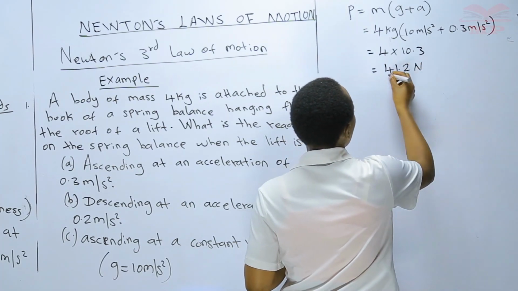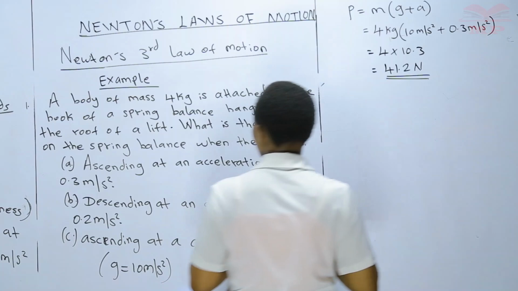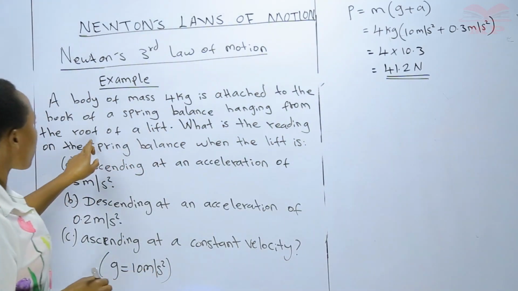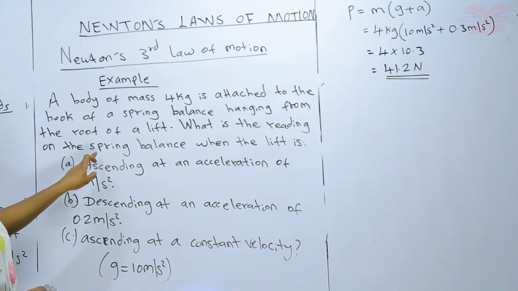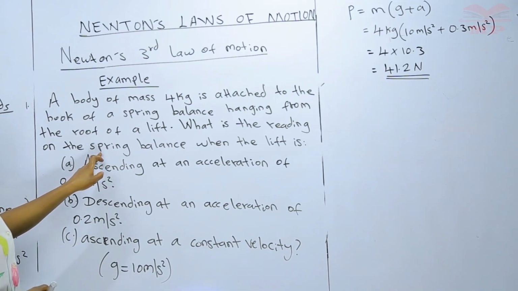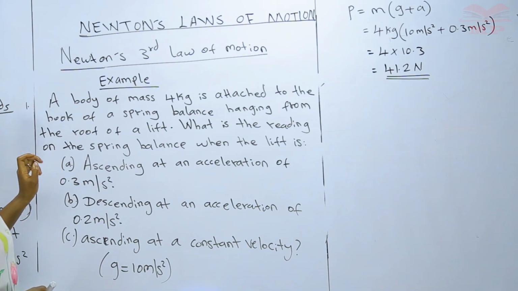41.2 newtons. And that will now be the reading of the spring balance. That will be the weight. That will be the force recorded by the spring balance when the lift is ascending.